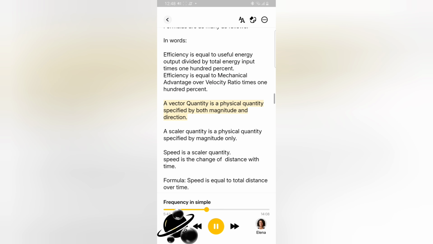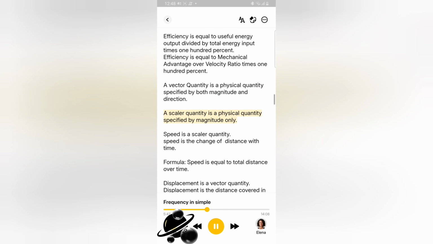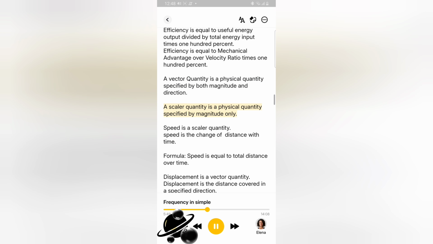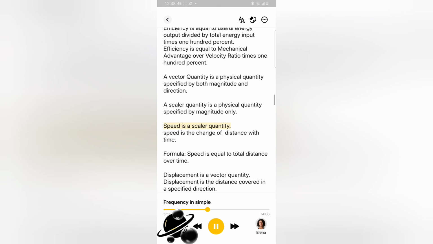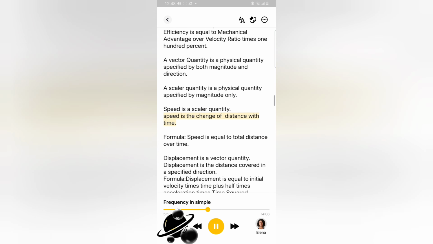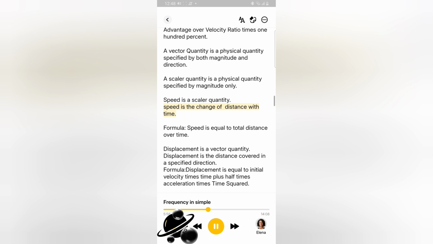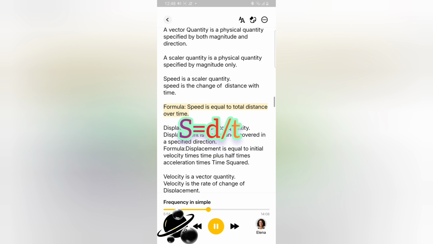A vector quantity is a physical quantity specified by both magnitude and direction. A scalar quantity is a physical quantity specified by magnitude only. Speed is a scalar quantity. Speed is the change of distance with time. Formula: speed is equal to total distance over time.